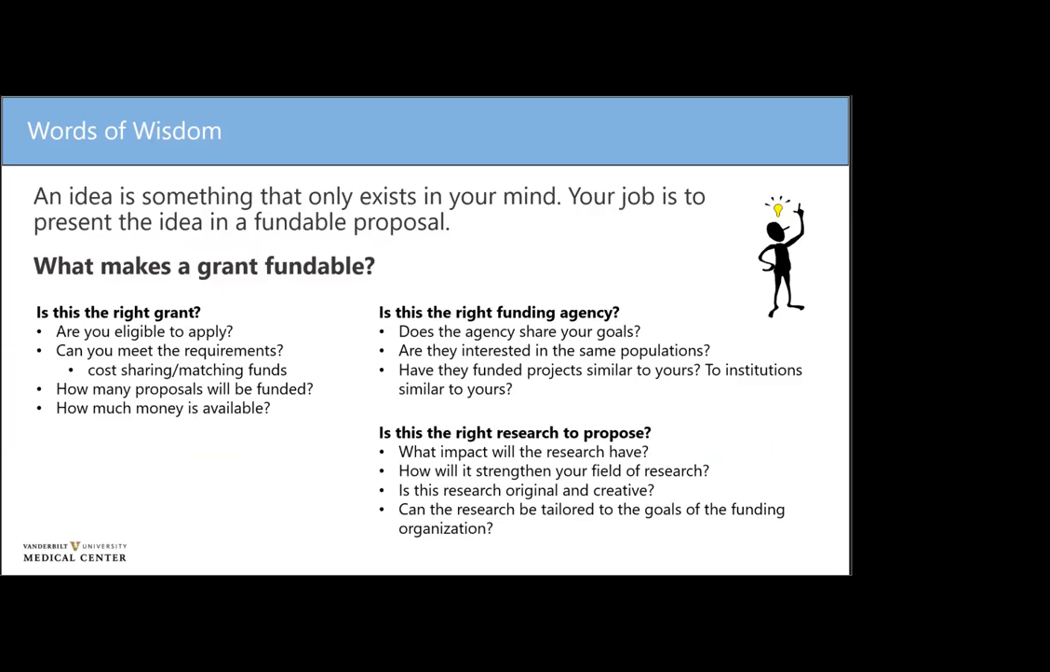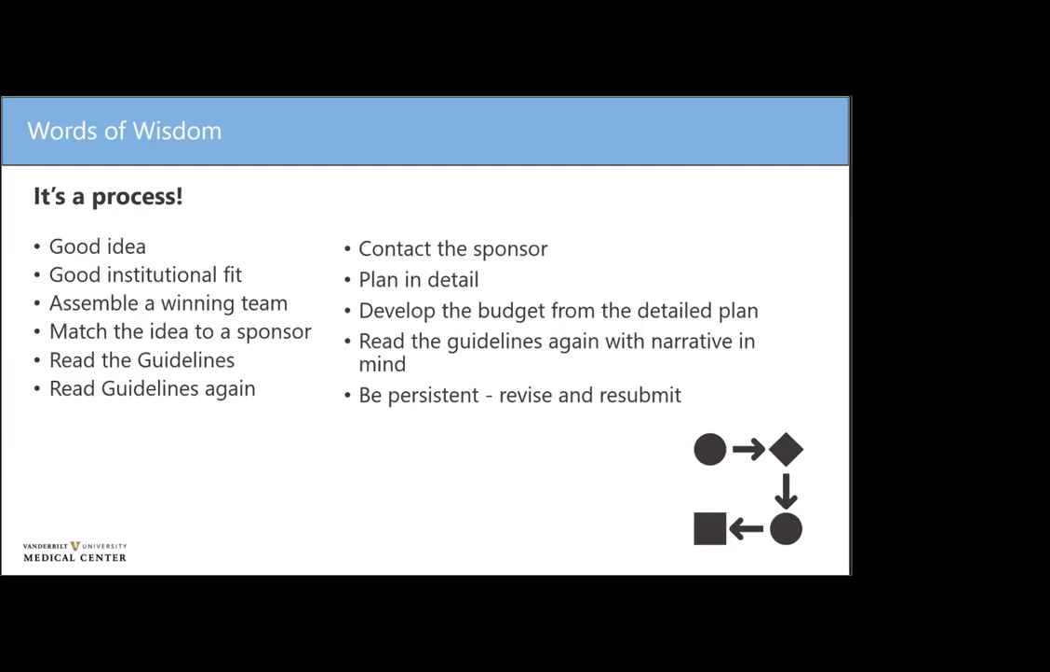An idea is something that only exists in your mind, and your job is to present the idea in a fundable proposal. So how do you know what makes a grant fundable? These are some questions that you can ask yourself. You can also share this list with your investigators and have them ask themselves the questions to make sure that you're submitting to the right grant, to the right funding agency, and is this even the right research to propose?